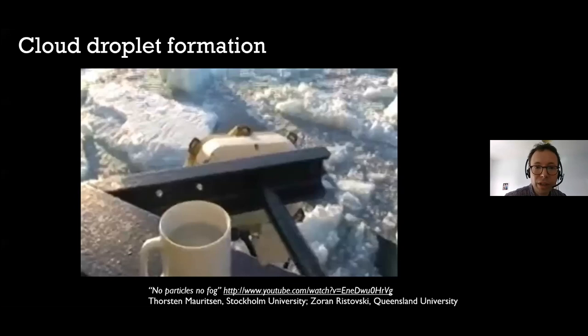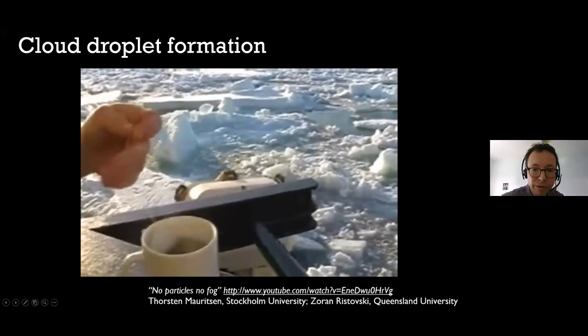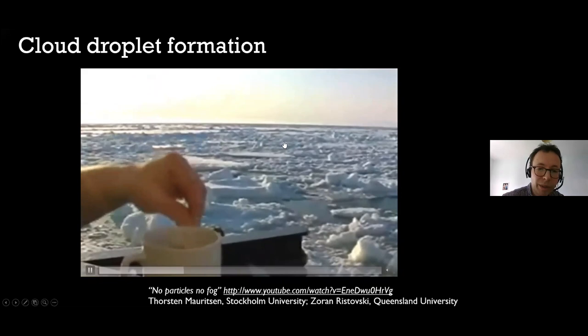Okay, so to get clouds, we need to have aerosol particles. And I would like to show this video rather than just talking about how clouds are formed. What you can see here is a video taken during a research cruise in the Arctic. And here we have a piping hot cup of tea. And you can see that you don't see what you usually see, which would be steam coming off the cup. So there's the tea bag in, and now it's soaking.